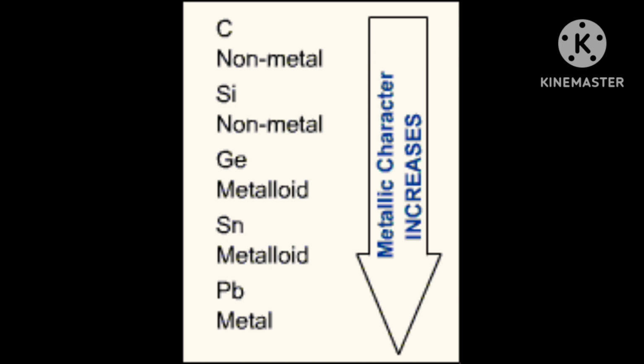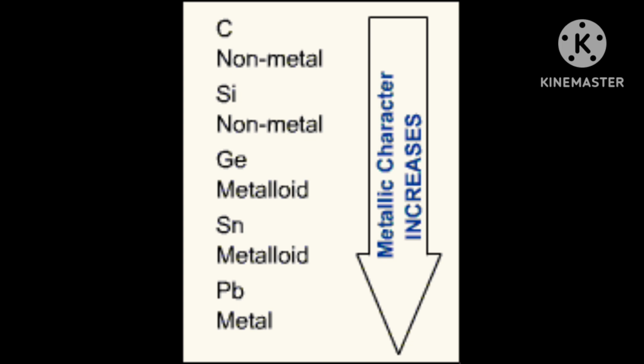Electrical resistivity means resistance. Electrical resistivity is related to resistance. Its value for carbon is between 10 to the power 14 to 10 to the power 16 ohm centimeter at 293 Kelvin.